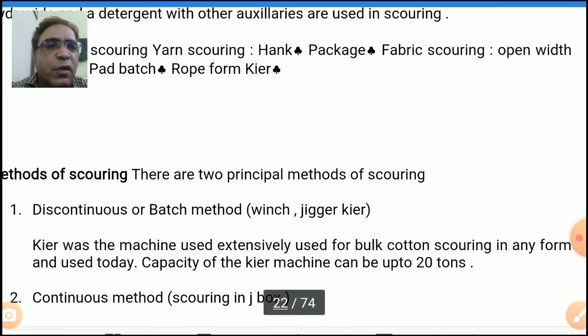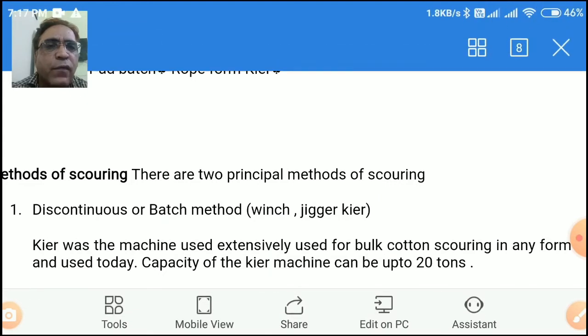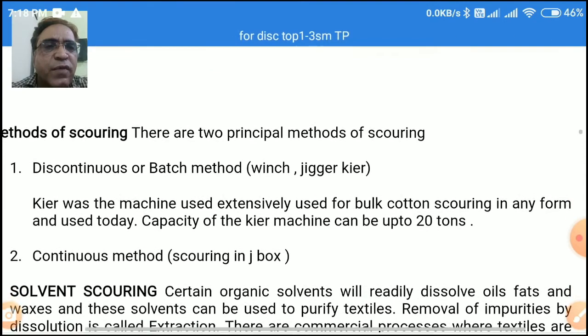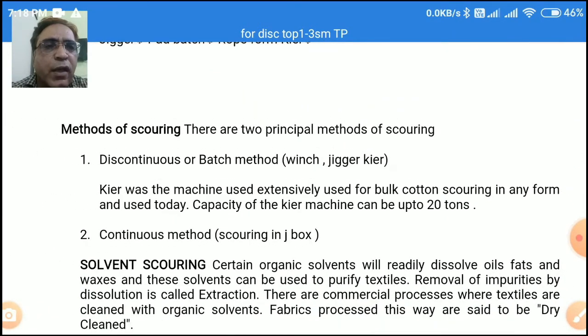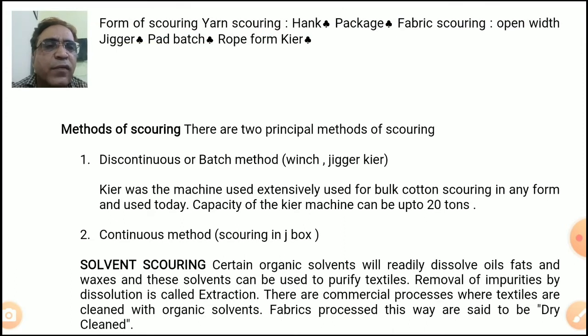Methods of scouring: there are two principal methods. One is the discontinuous or batch method, which uses winches, jigger machines, and kier machines. The kier machine was used extensively for bulk cotton scouring in any form, meaning it can be in fiber, yarn or fabric form. Even today it is used. The capacity of these machines can range up to 20 tons, on average 20,000 meters of material, which can be processed or scoured in one go.